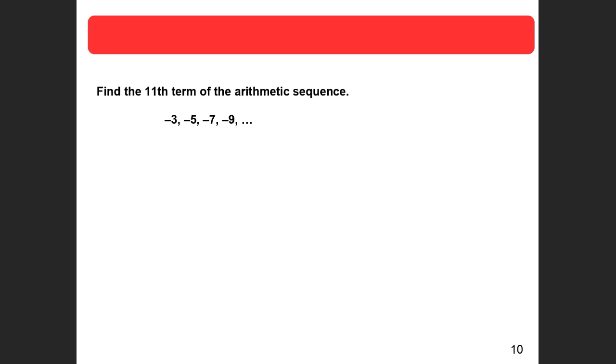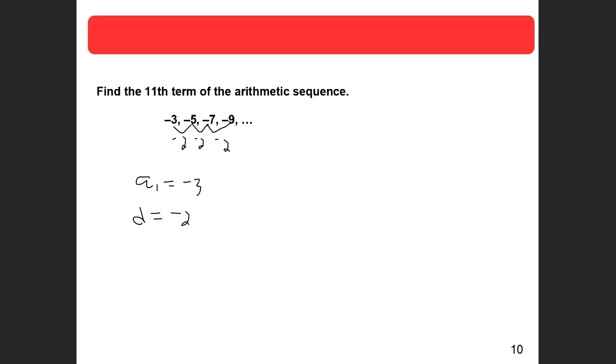Find the 11th term of the arithmetic sequence. I wish they would have just asked, write the explicit rule here. So let's write an explicit rule. Okay. Looks like I'm going down again. Looks like it's going down by -2 here. So a sub 1 is equal to -3. D is equal to -2.